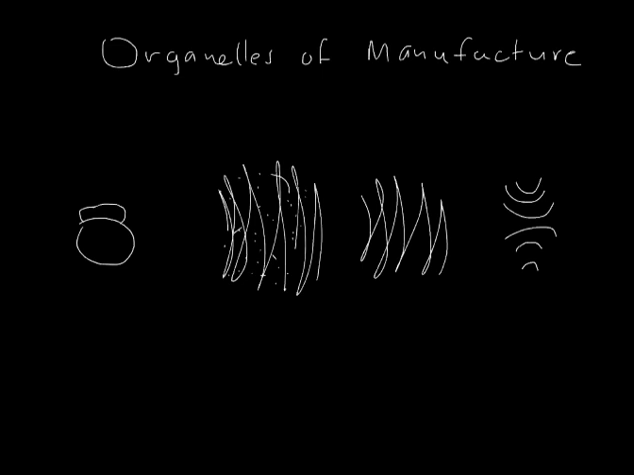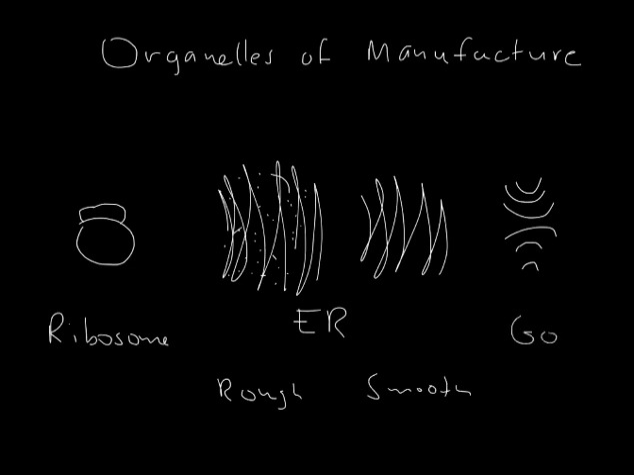The organelles of manufacture include ribosomes, the endoplasmic reticulum, both rough and smooth, and the Golgi complex. Ribosomes are the site for protein synthesis and make the endoplasmic reticulum rough. Smooth endoplasmic reticulum is for lipid synthesis, where Golgi complexes sort, modify, and package both lipids and proteins.